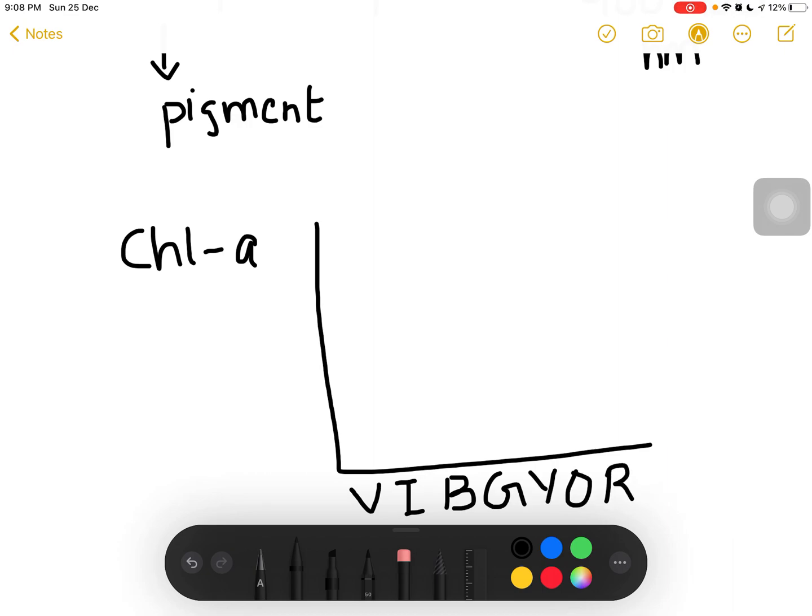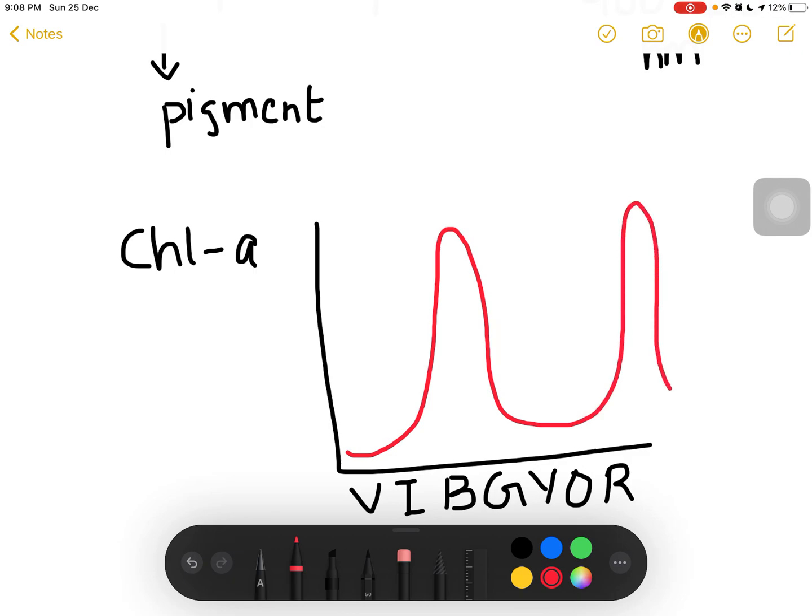As I said before, chlorophyll A absorbs light of blue and red, right? So as you can see over here, we have this graph with a peak in blue and then in red. It means that the chlorophyll A molecule absorbs the light of blue and red. It can be easily seen from this diagram. So this is the absorption spectrum of chlorophyll A.